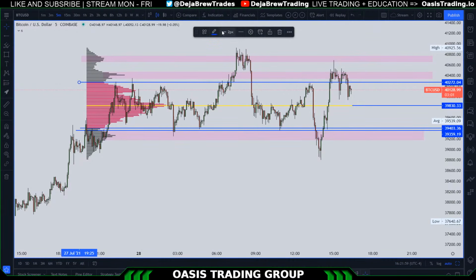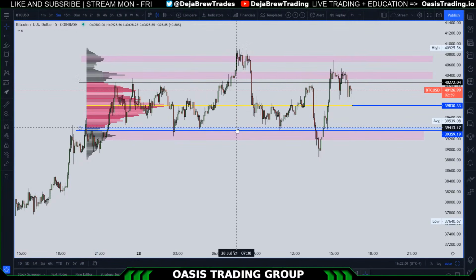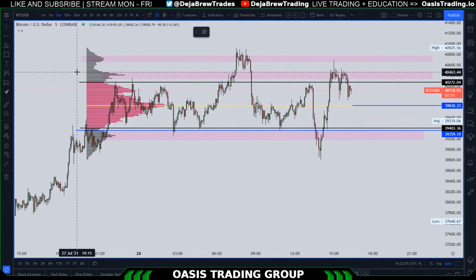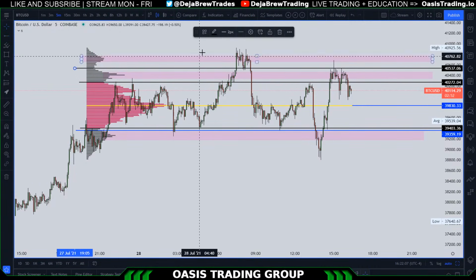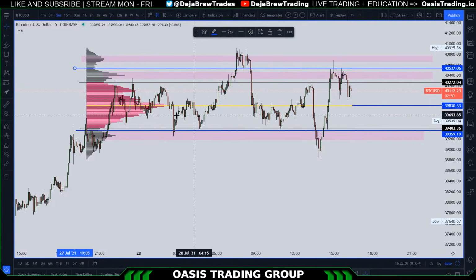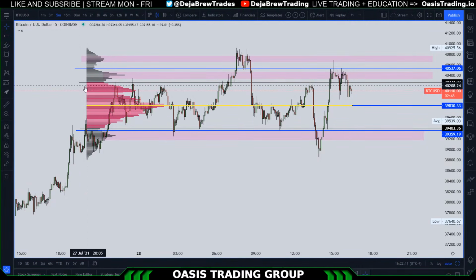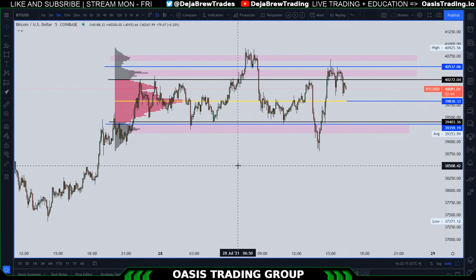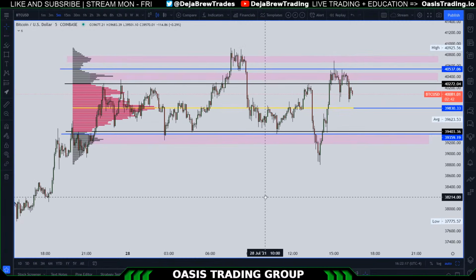Let me make these black. Color coding is your friend, guys. For this style of trading, you want to be color coding stuff for sure. And that's pretty much it. Okay, so these are all our important levels.